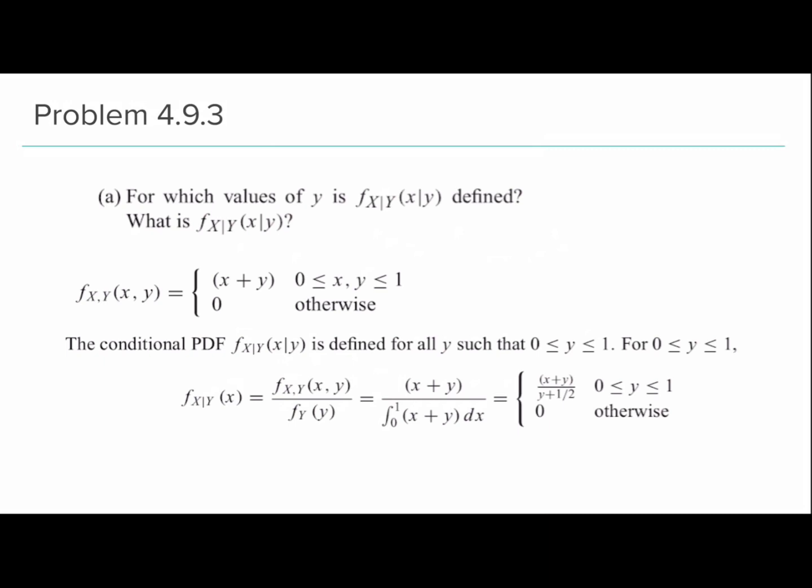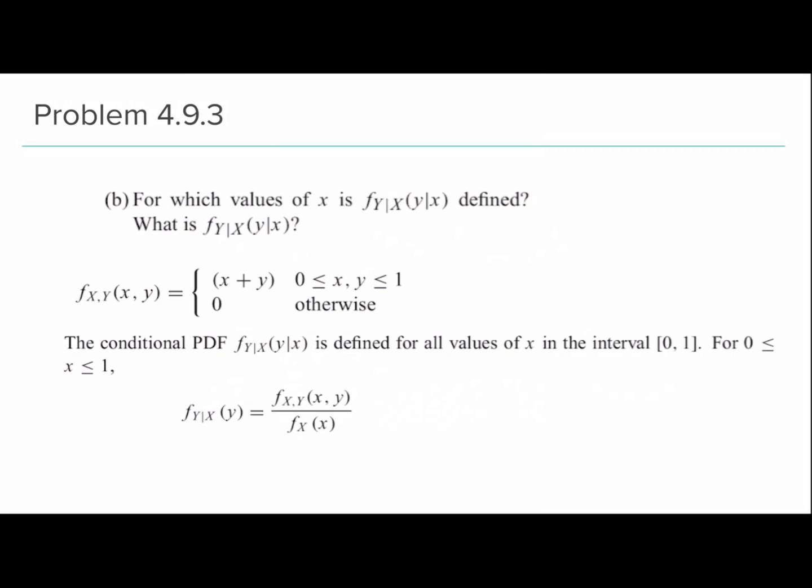So this term basically becomes the joint PDF, which is x plus y, divided by the integral of x plus y over all possible values of x, which reduces to the interval 0 to 1. And so finally what we get here is x plus y divided by x squared by 2 plus xy, with limits 0 to 1, which is basically 1 by 2 plus y. So what we have is x plus y divided by y plus half, for y belonging to 0 to 1, and 0 otherwise.